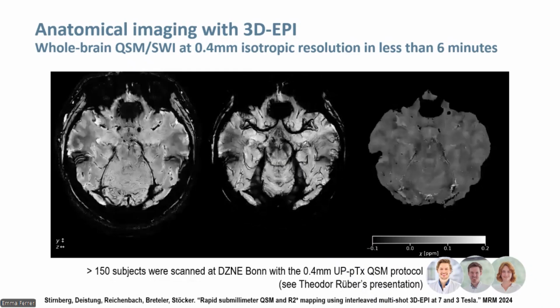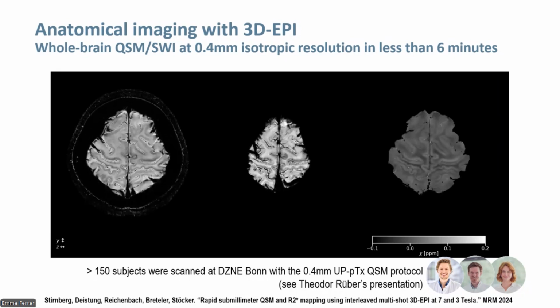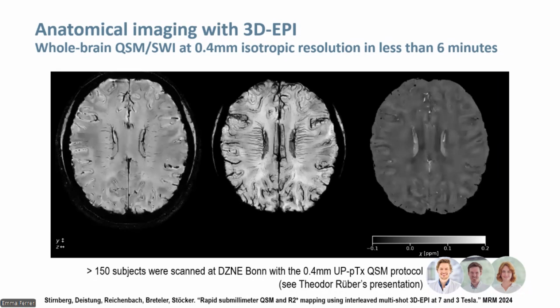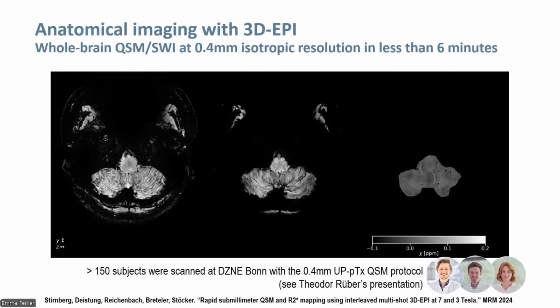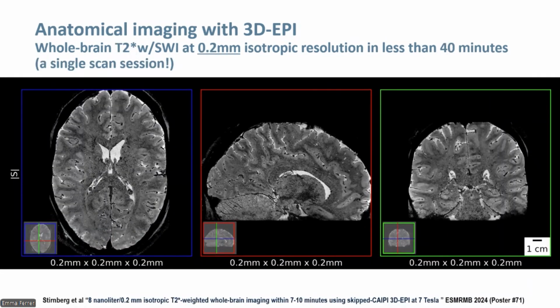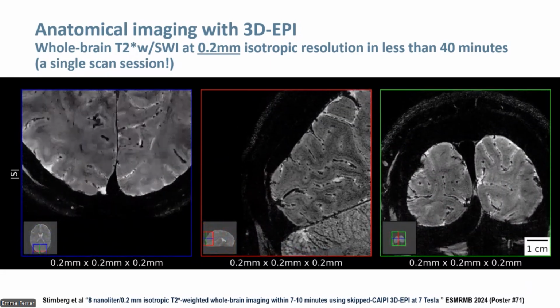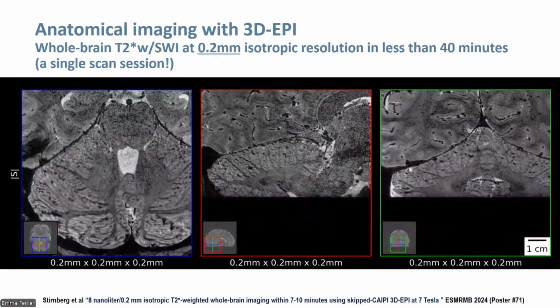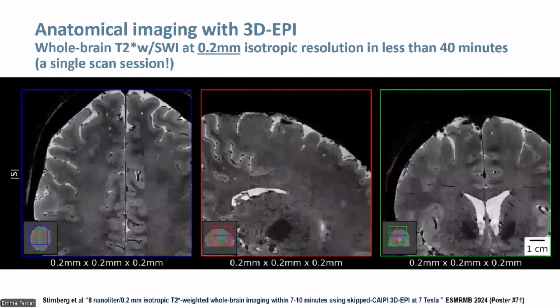But having done this, we were asking ourselves, how far can we even go? Could we even go below 0.4 millimeters resolution? And especially having the 11.7 Tesla scanner in mind. And we just tried, and it turns out it is in principle feasible. So we got 0.2 millimeters isotropic nominal resolution in less than 40 minutes. So that means it is within a single scan session, which is really valuable.